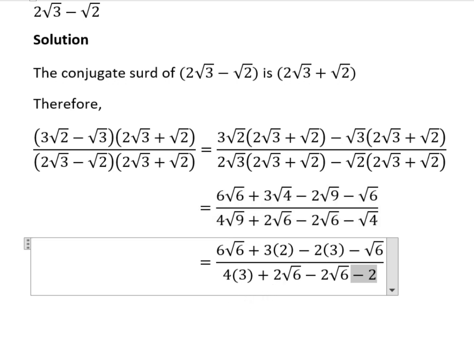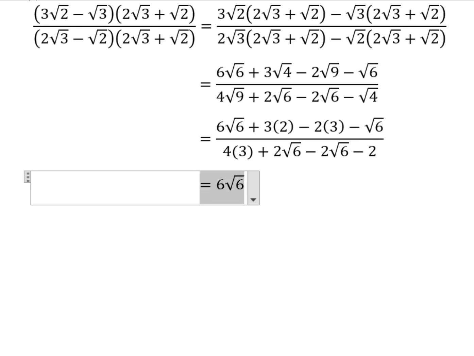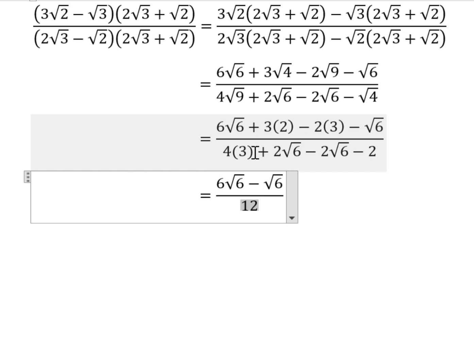So we shall have that being equal to 6 root 6, and then this times this gives us 6 minus 6. So they cancel. Then we come to this one. We have negative root 6 over 4 times 3, which is 12. And then positive 2 root 6 minus 2 root 6, they cancel. So we have remaining negative 2. Then we simplify it further.